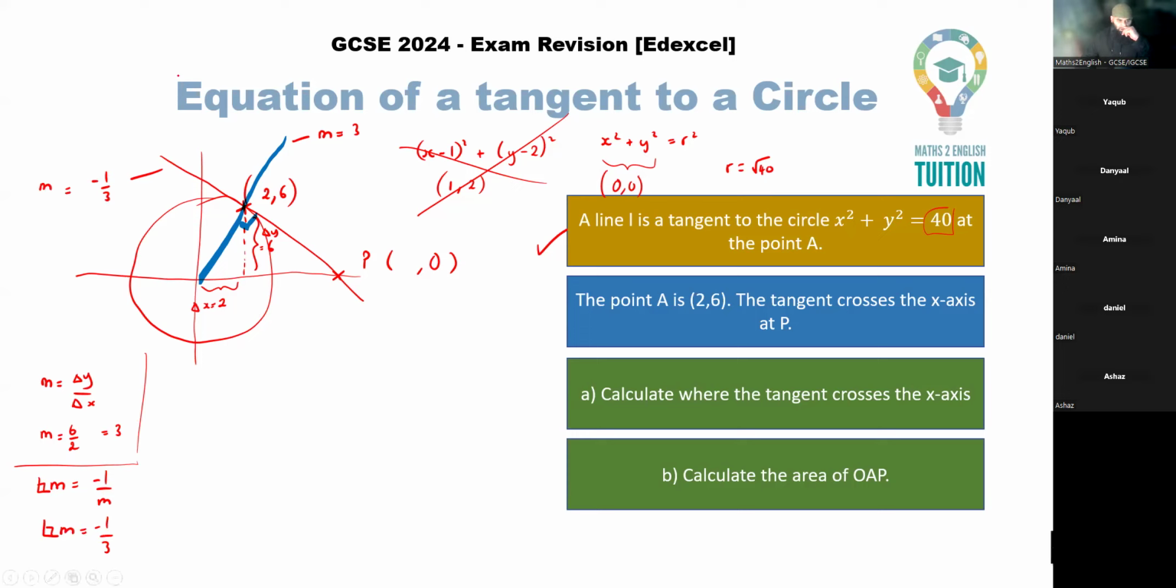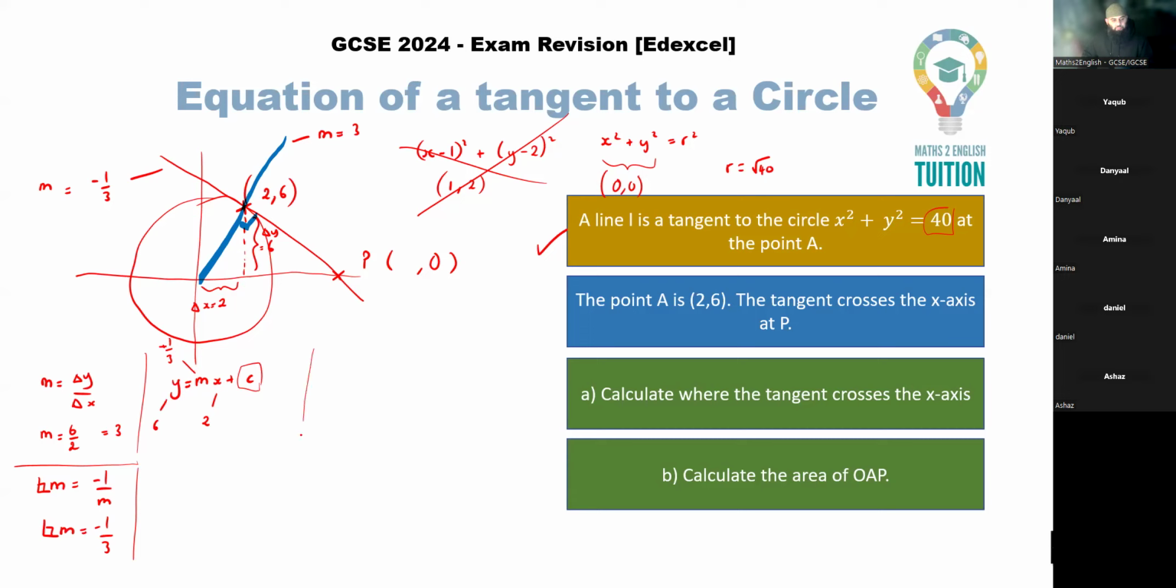Now, once we find the gradient of the red line, we can find the equation of the red line. So we can put everything into y equals mx plus c. We got the m, which is minus 1 over 3. We got the x because we got a coordinate on the line, which is 2, and the y is 6. But we don't know what c is, so we're going to find out what c is. Once we find out what c is, we got the equation of the line.